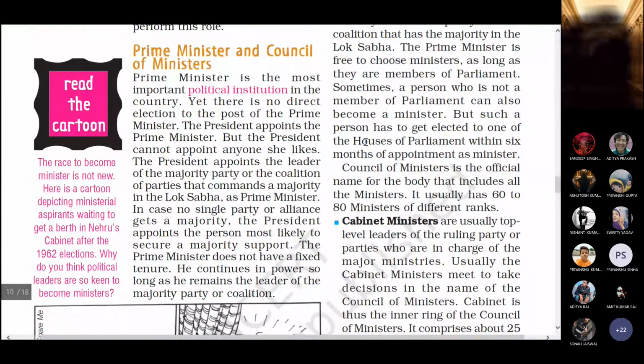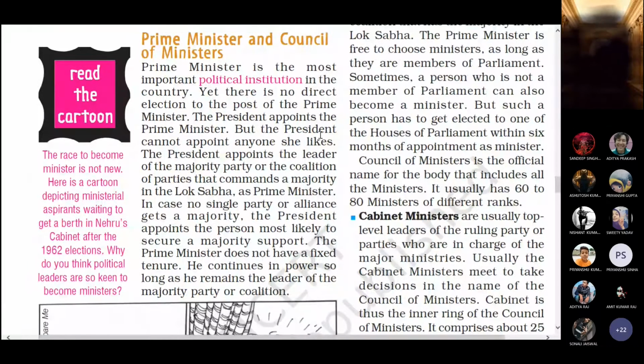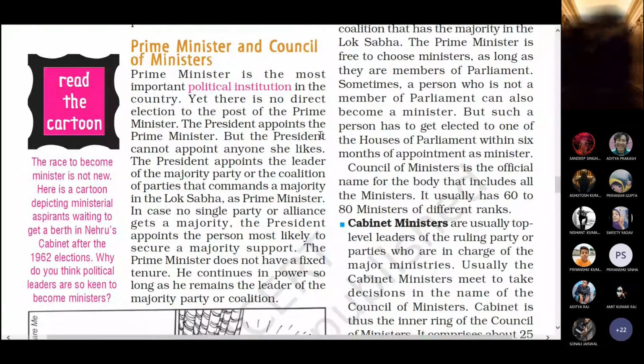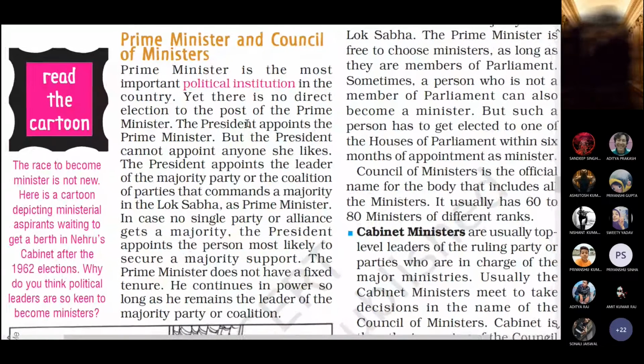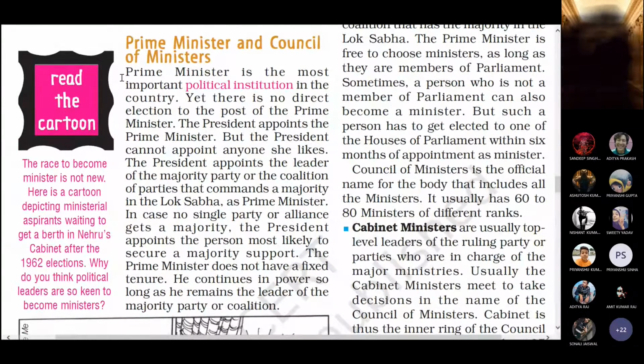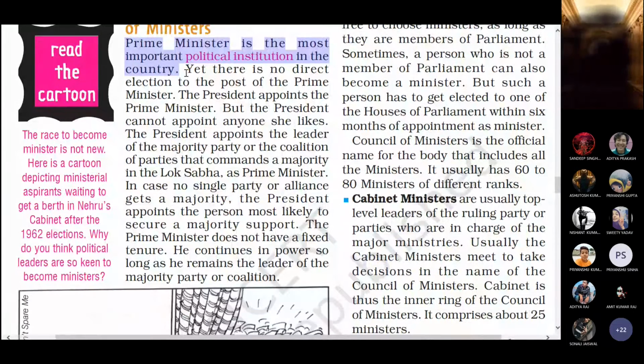Okay, time to start the new topic. Time is going on. Prime Minister and the Council of Ministers. Everyone now focus on this one. Keep reading that later on. The Prime Minister is the most important political institution of the country. Remember, in our country, the Prime Minister has the main political authority, and the President is kind of like a political figurehead.